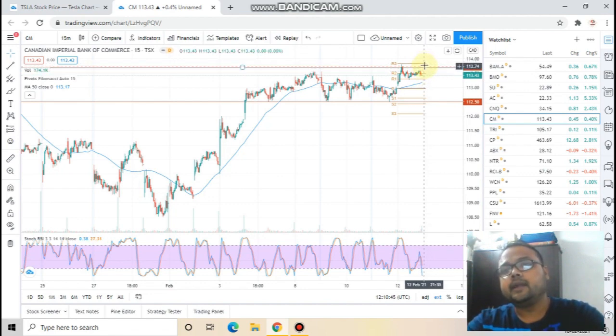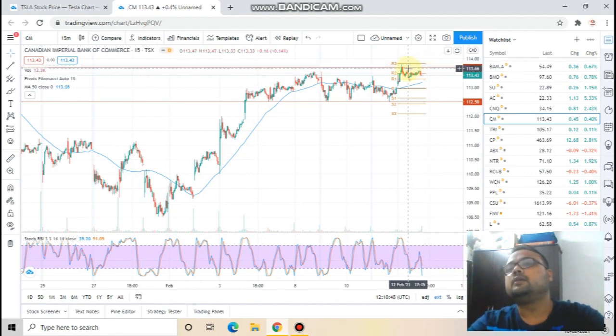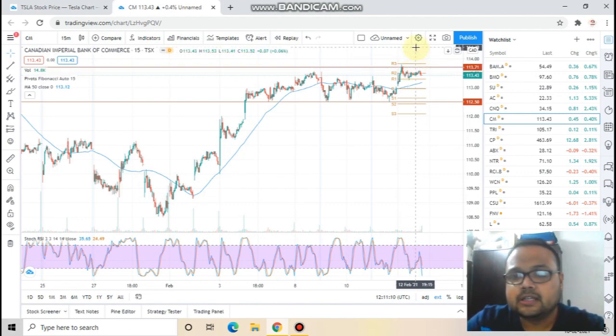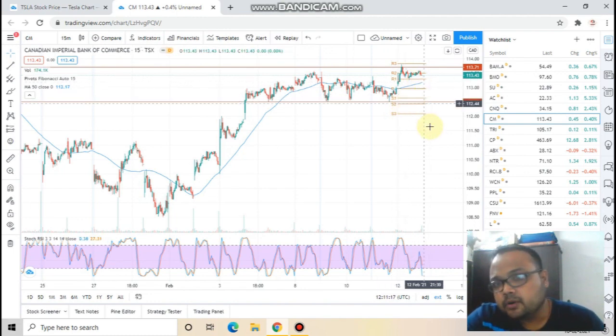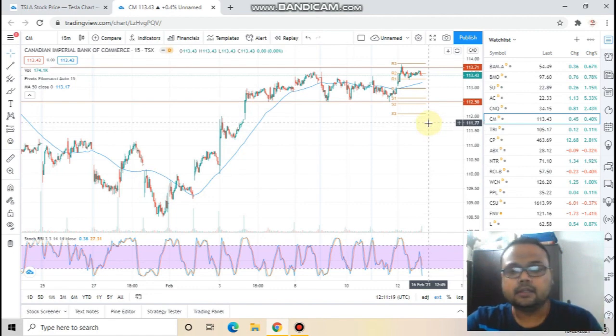If it gives a breakout, if it crosses this zone, then you can buy. Just remember, it should give a breakout with proper, good volume, and the trend should be good. That's it. You can buy according to your own strategy. I won't comment on that. And if the selling pressure is too high and it crosses below this level, then you can short the market. It's up to you.